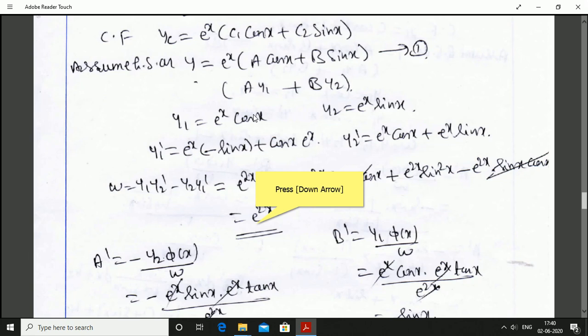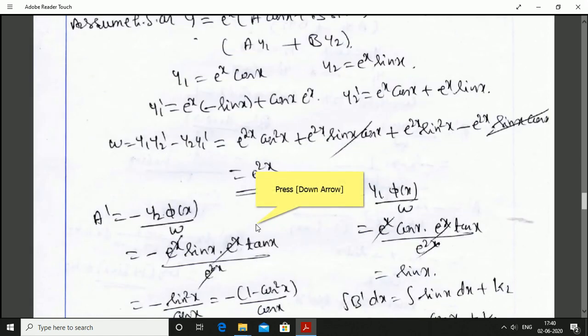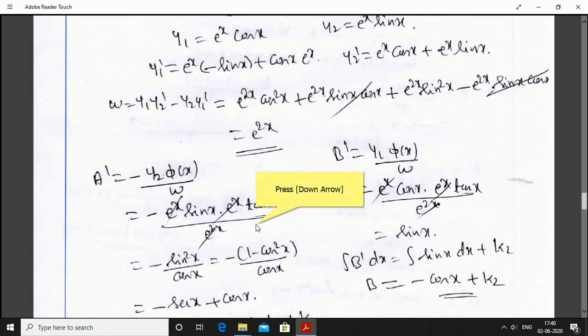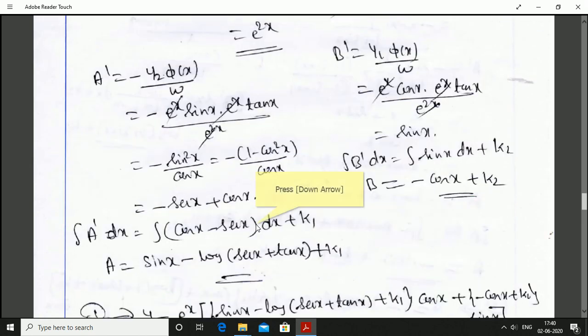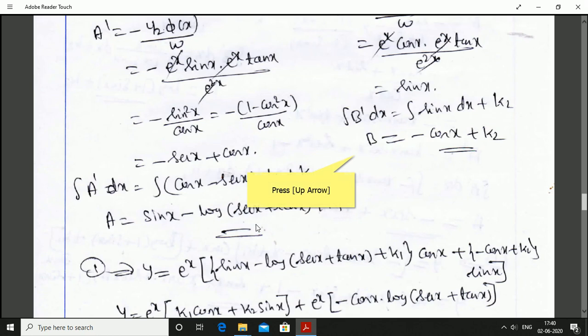W is equal to y1 into y2 dash minus y2 into y1 dash. Multiply these two and on simplification it comes out as e power 2x. Now a dash is equal to minus y2 into phi of x divided by w. Substitute y2, phi of x and w values. Okay, sin square x by cos x.